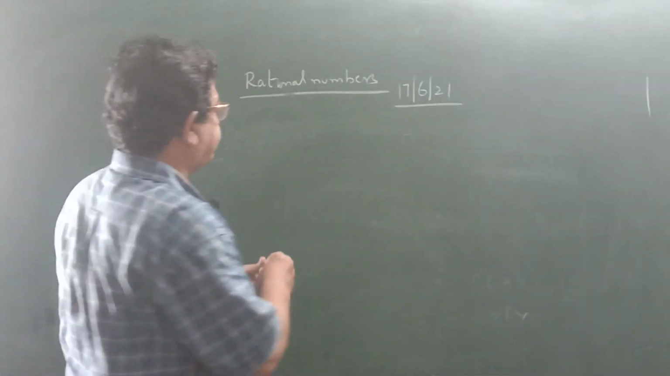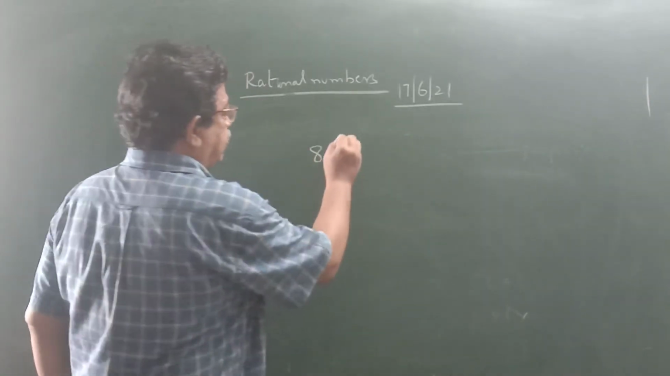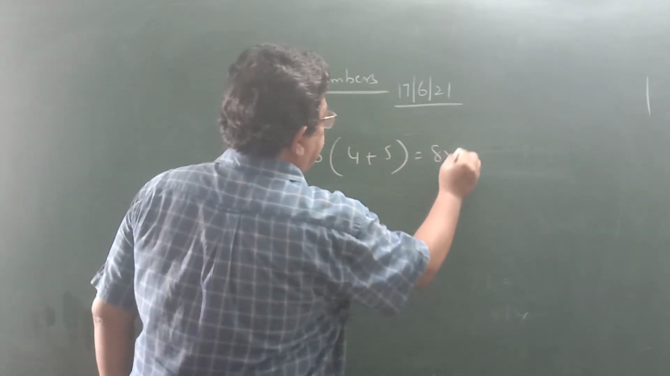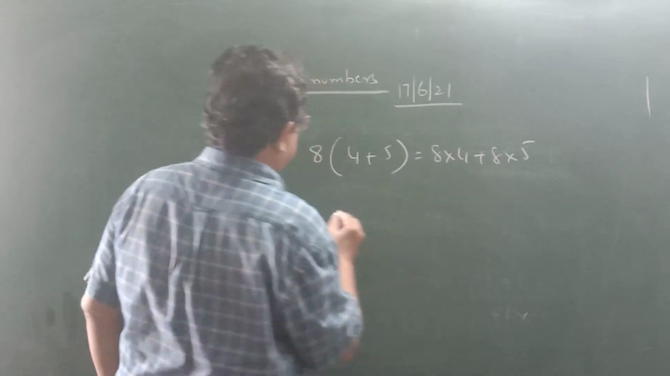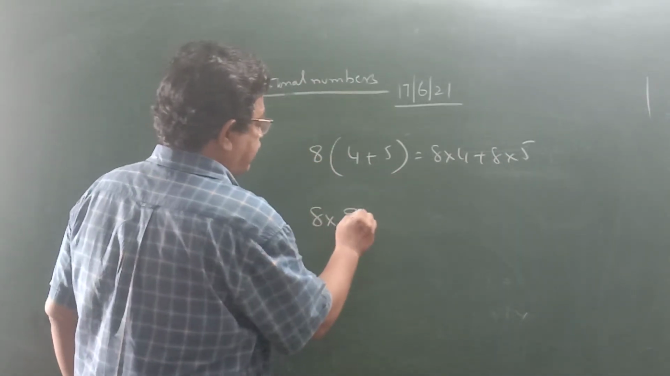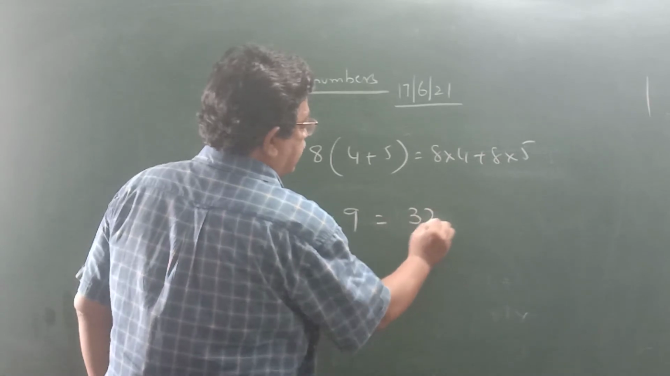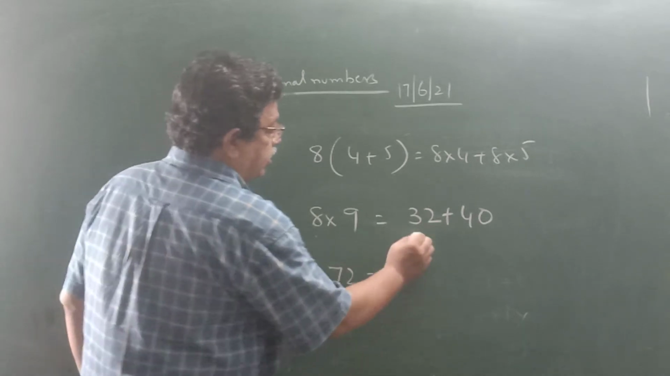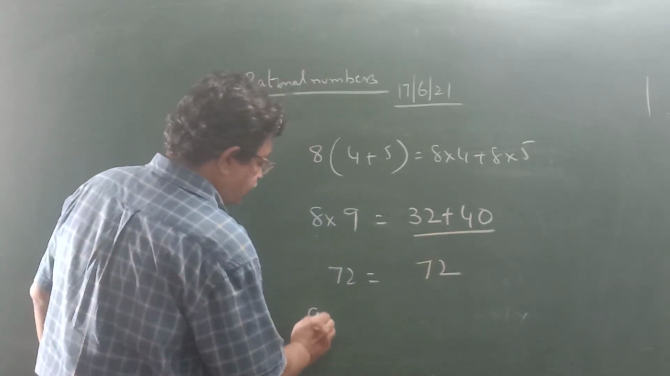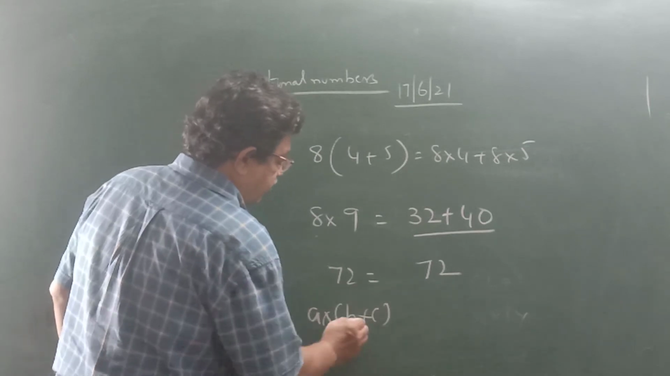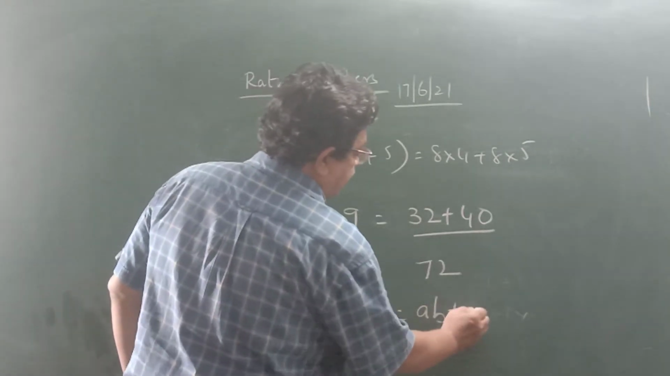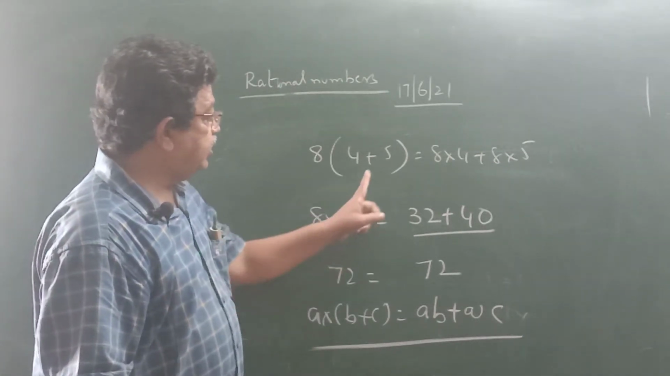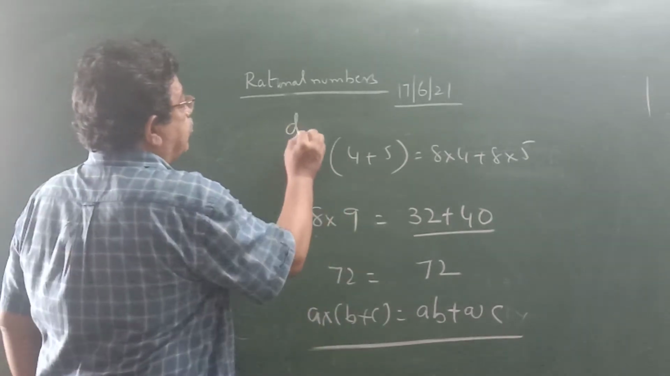What is this? 8, a rational number, into 4 plus 5. 4 and 5 are rational numbers. You can write this as 8 into 4 plus 8 into 5. What is the sum of 4 plus 5? 9. What is 8 into 4? 32. What is 8 into 5? 40. 8 into 9? 72. 32 plus 40? 72. So what we observe? A into B plus C is equal to A into B plus A into C. This is what is called distributive property. Here multiplication is distributed over addition. Distributive property we call it.